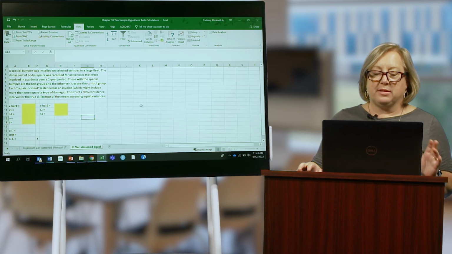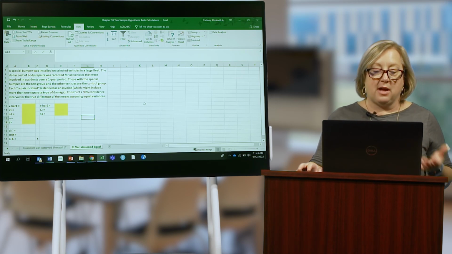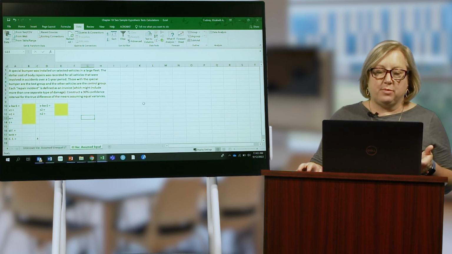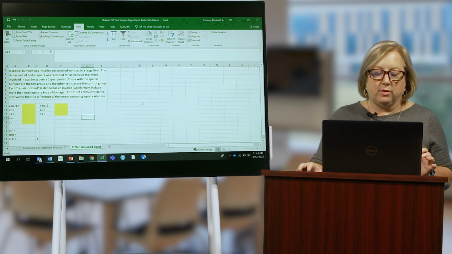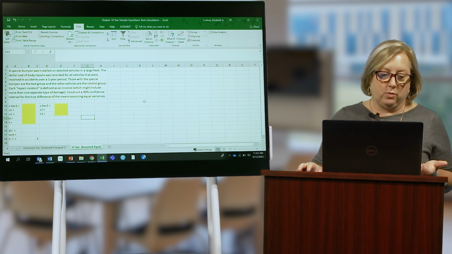Within two-sample hypothesis testing, we can also calculate the confidence interval. In this example, we're going to calculate the confidence interval when the variance is assumed equal.